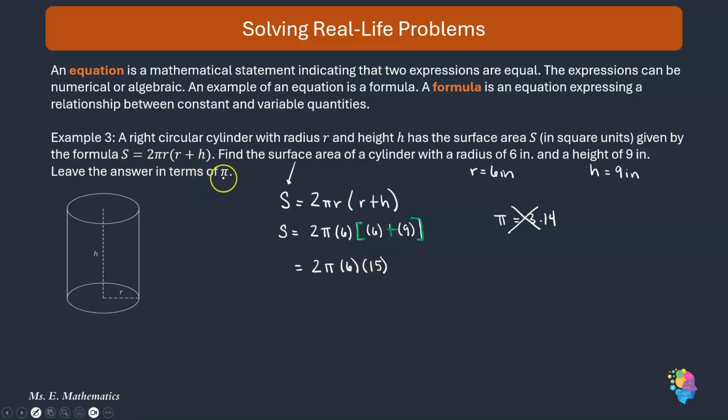Again, they want us to leave this in terms of pi. So all of these are being multiplied. So I'm going to leave the pi alone and I'm going to multiply the 2 times the 6 times the 15. So 2 times 6 times 15, that's actually 180. And then we're going to leave it in terms of pi. That means that we're not replacing pi with anything. We're just going to bring it down. So the surface area of this cylinder is 180 pi.